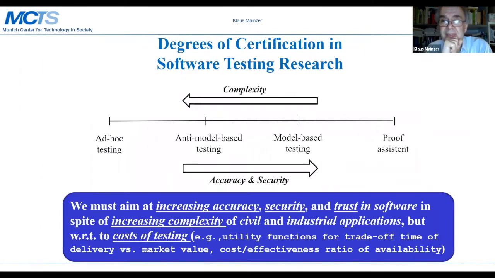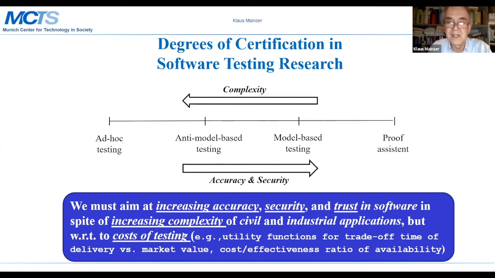And that is illustrated here in this diagram. Nowadays, practically, we must relate to degrees of certification. Of course, in the ideal case, we have these exact proofs of proof assistants, but there are checking procedures with less accuracy. For example, the so-called model-based testing, in which only a simplified model is tested, or only statistical testing, or even only ad hoc testing.